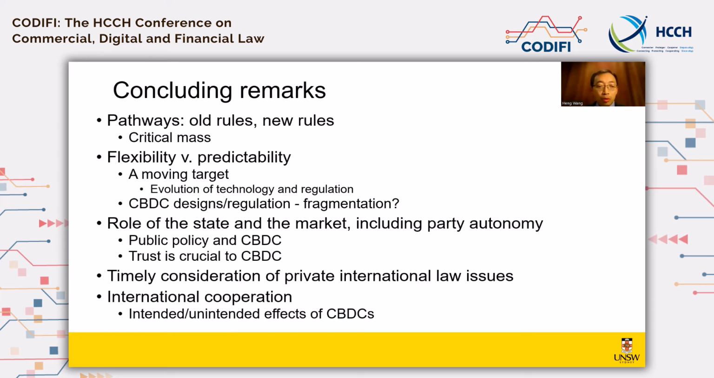And thirdly, it's important to carefully think about the role of the state and the market, including party autonomy, because obviously CBDC is a state-issued currency, and that involves many public policy objectives, including financial stability and market integrity, and that may affect private international law issues. On the other hand, you want to ensure that you support the role of the market and also party autonomy, and thereby ensure the trust in the CBDC system. That will be very crucial for CBDC's operation. So transparency and other aspects will also be relevant to make sure that CBDC is widely accepted, or that the general public has confidence in it.